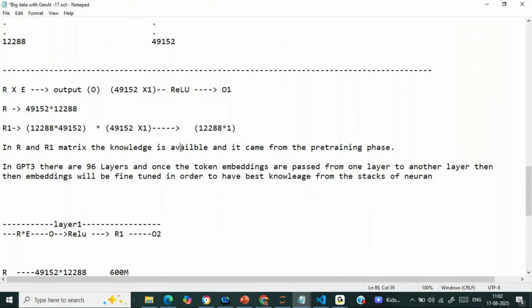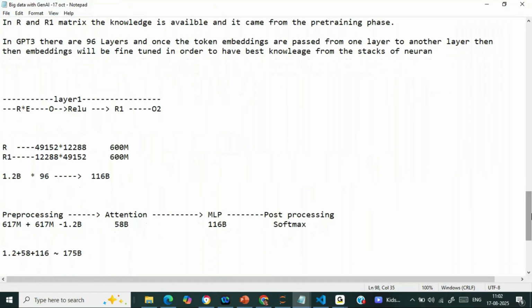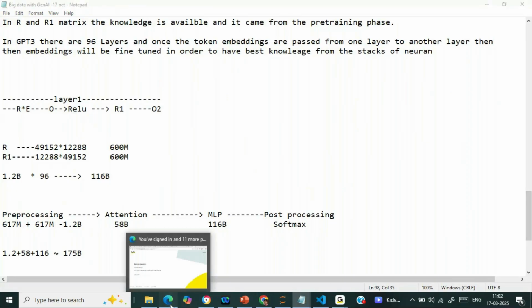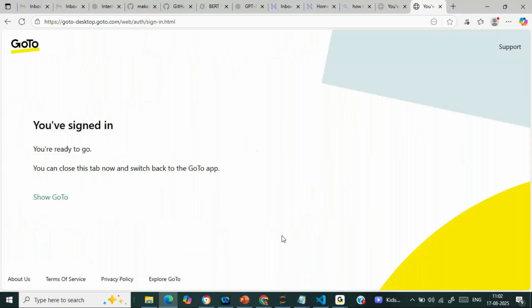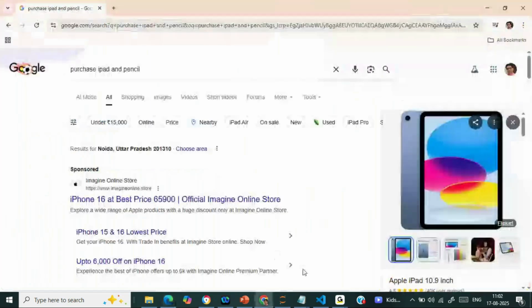If you are having any doubt, you can ask. So this 96 in GPT-3, is it the neural layers, all the neural layers present in GPT-3? Yes, these are the neural layers. Okay, so is it accurate for any GenAI model, or does it keep changing? No, it will keep changing for every model. Yes. Okay, got it.